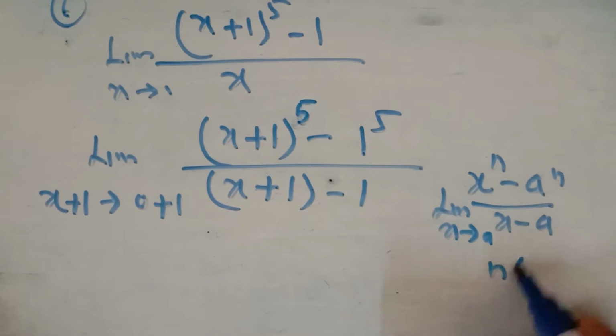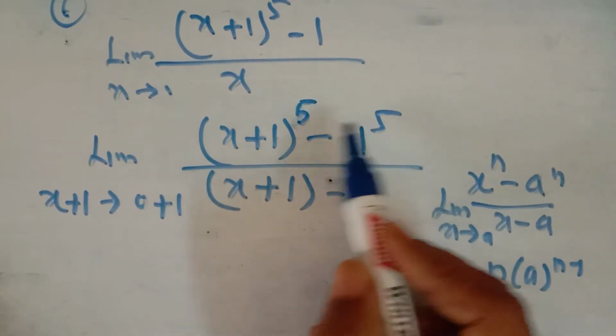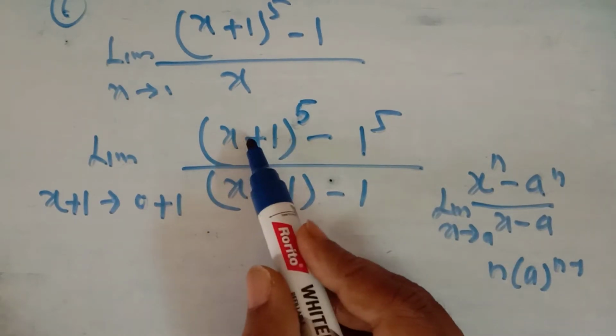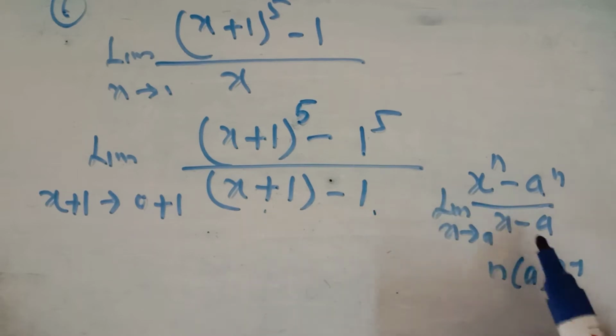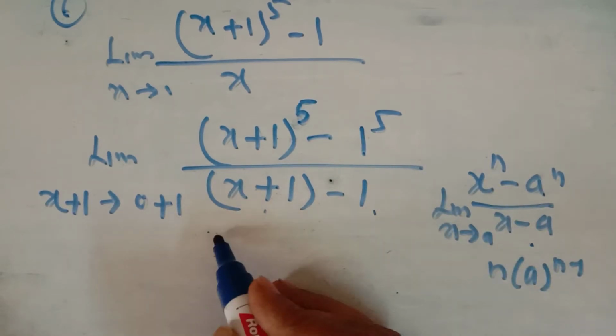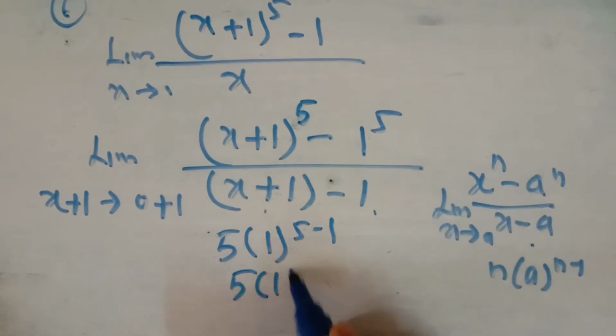किसके इक्वल होता है? n a की power n minus 1. So what is n here? n is 5, and what is x in place of x here? x plus 1 is x, and what is a? It is 1, and it is of this standard limit. So it will be equal to n a की power n minus 1, that is 5 times 1 की power 4, that is 5.